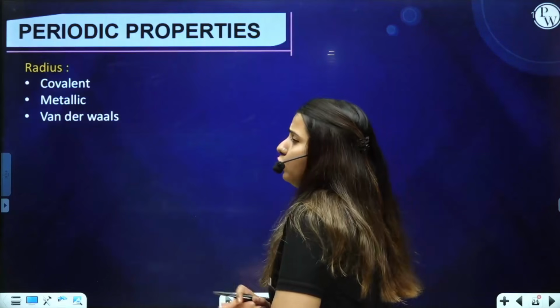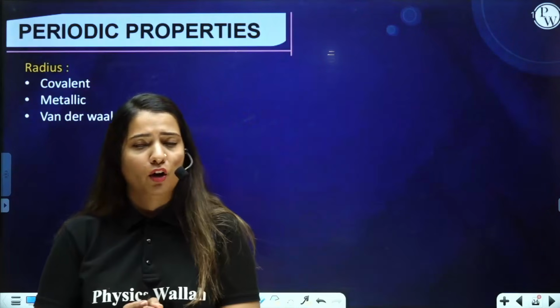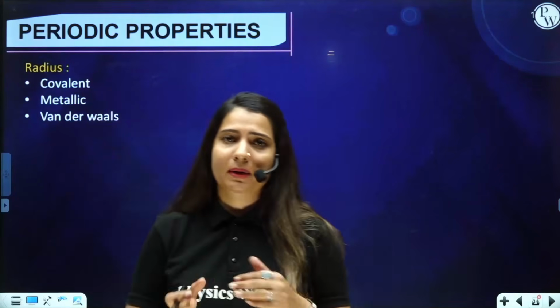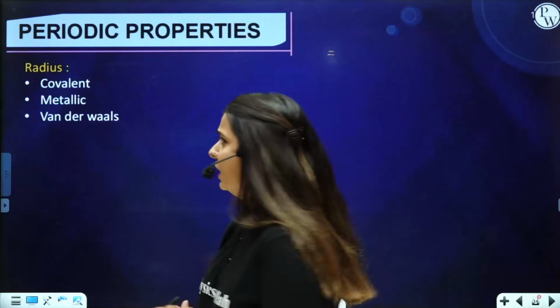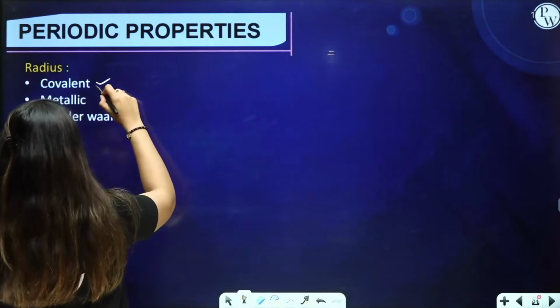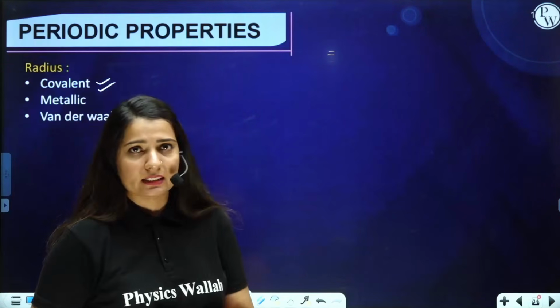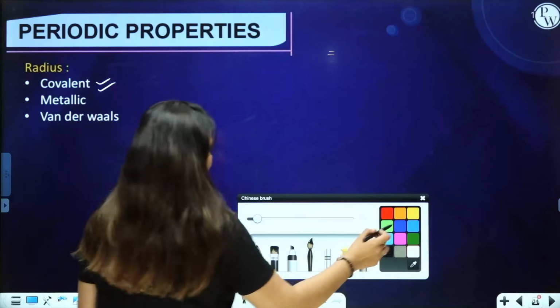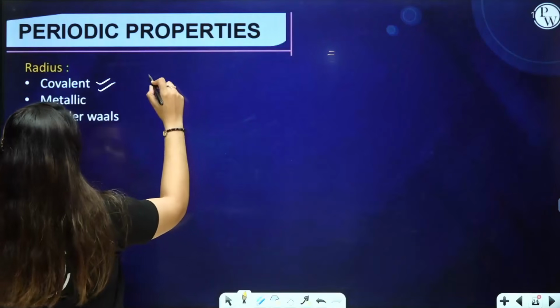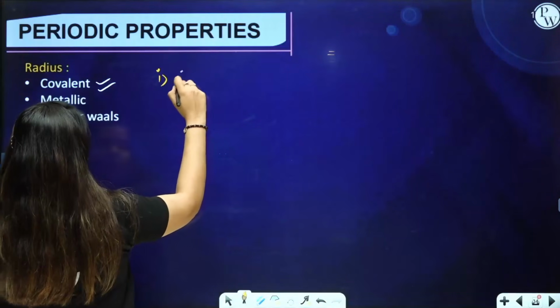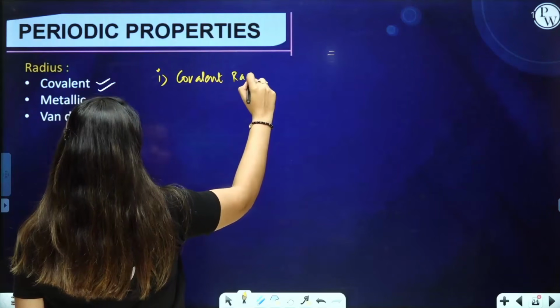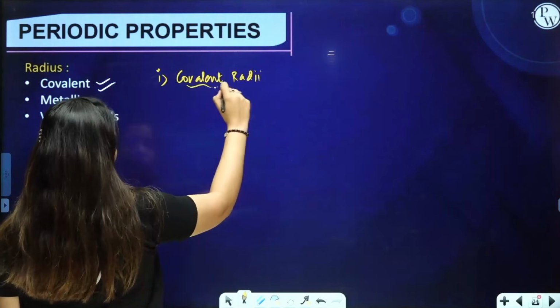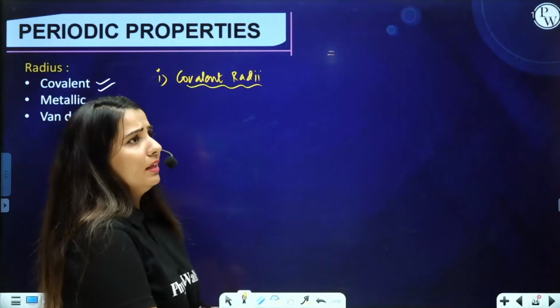We have so many kinds of radius present for us: covalent radius, metallic radius, and the van der Waals radius. You know all these kinds of radius. The most important one for us is the covalent radius. So what do you understand by a covalent radius? First of all, I am explaining the covalent radii. Now what do you understand by the covalent radii?